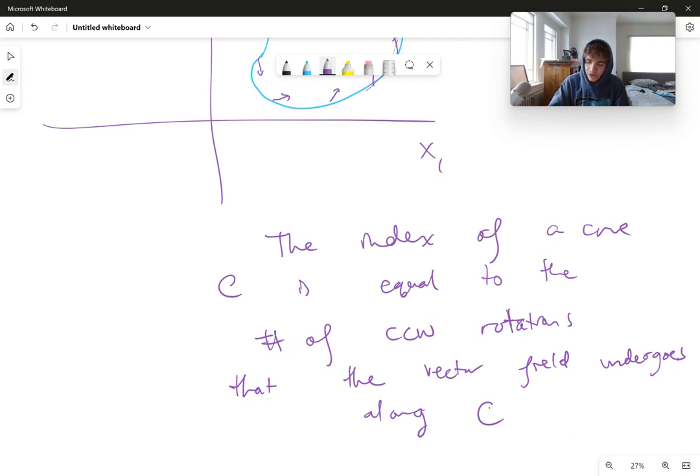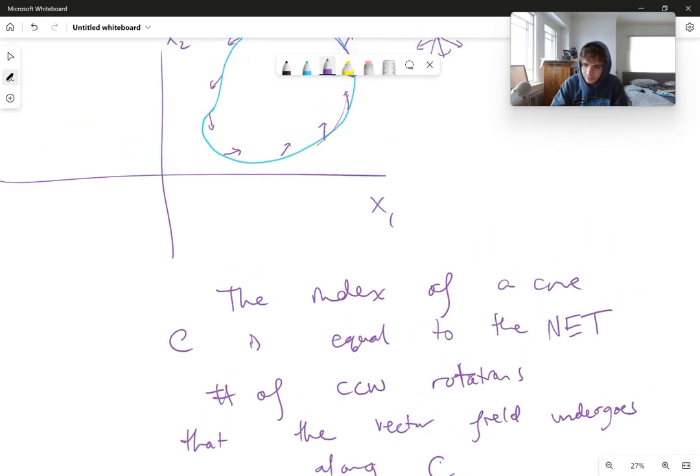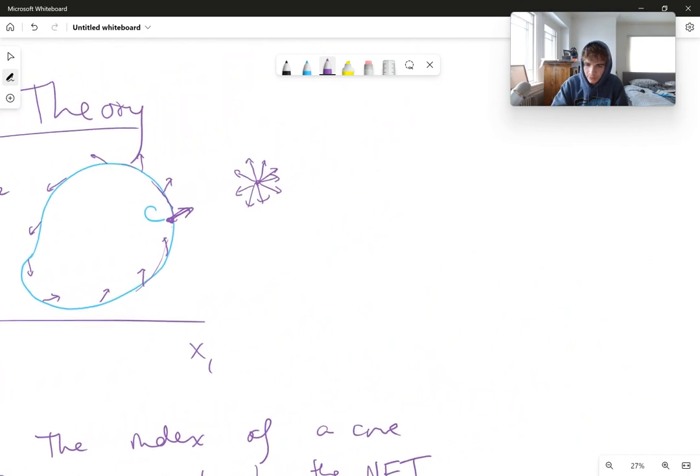Okay, and note this is the net. So if say I rotate around once, and then I rotate back around to my initial starting point, if I have one clockwise, then a counterclockwise, those cancel each other out. So our net rotation, our net index, would then be 0. Okay, and so essentially we want to look at this index, and there's a few fundamental properties that it has.